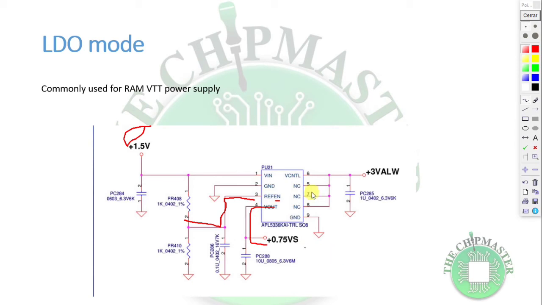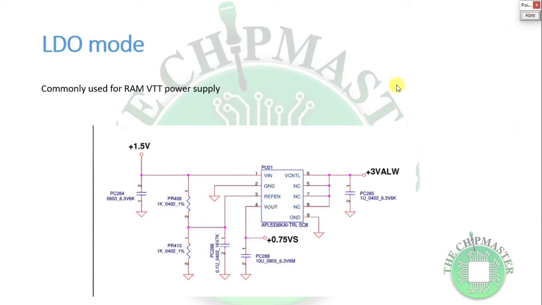And inside there's thermal shutdown and overcurrent protection also, so if any overcurrent happens on this line, it will stop output and go into protection mode, right? So this is another low dropout regulator chip, used in a lot of motherboards to output the RAM termination supply, which is half of the voltage, 0.75 volts.